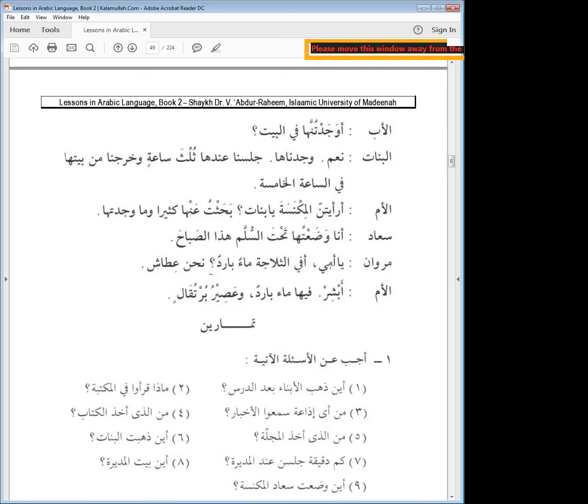Ya banat, O my daughters, bahathtu anha kathiran. I looked for it a lot. Wa ma wajadtuha, and I did not find it. Right? Su'ad answers, ana wada'tuha. I put it tahta sulami, below the stairs. I put it below the stairs. Hada sabah, this morning. Right?